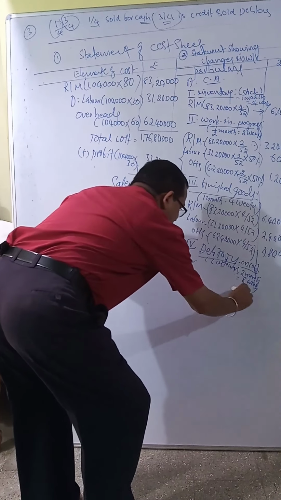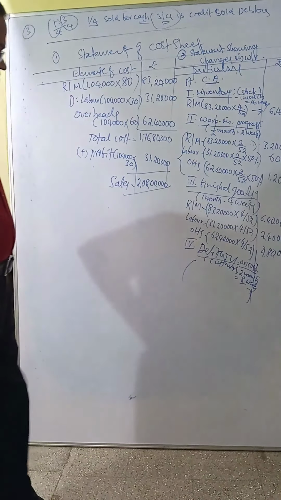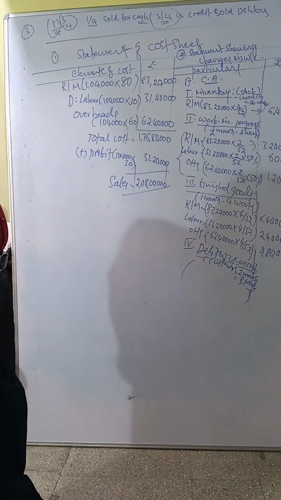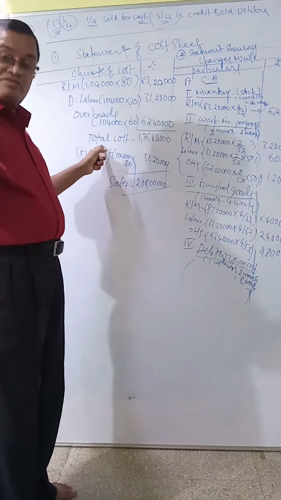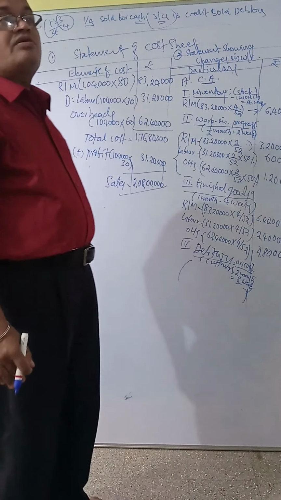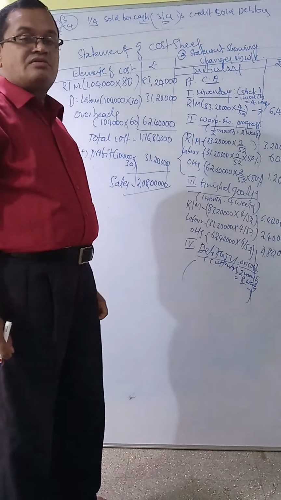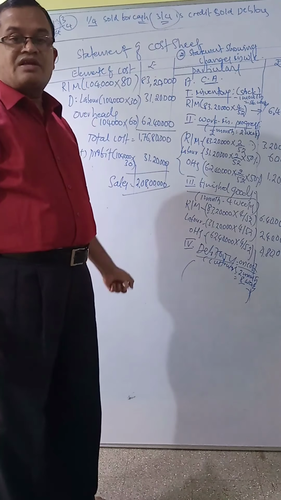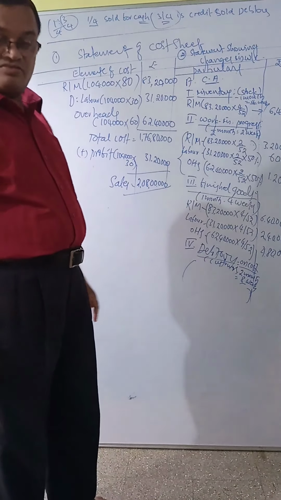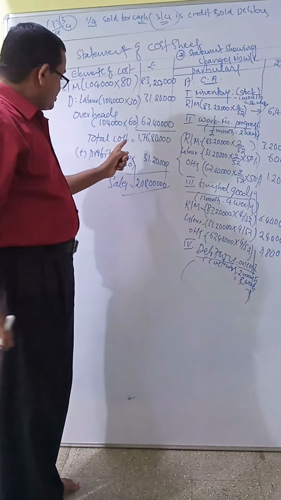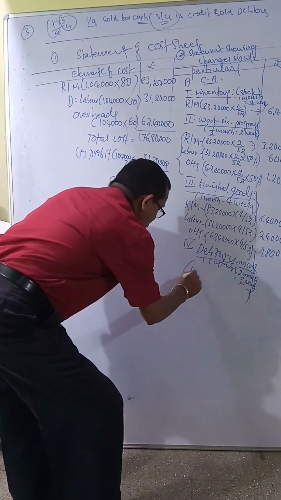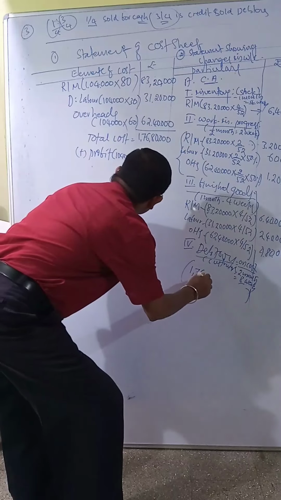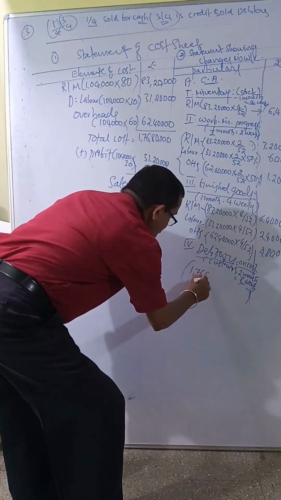For the calculation of debtors, I told you we have to take total cost, because nothing is given. Sometimes they will give sales, and then for the calculation of customers you take sales. But here nothing is given, so you have to take total cost. Total cost is how much? 1 crore 76 lakh 80,000.